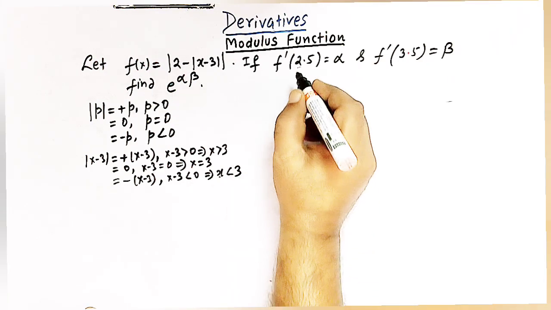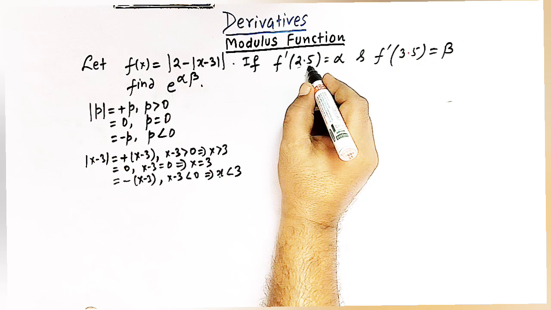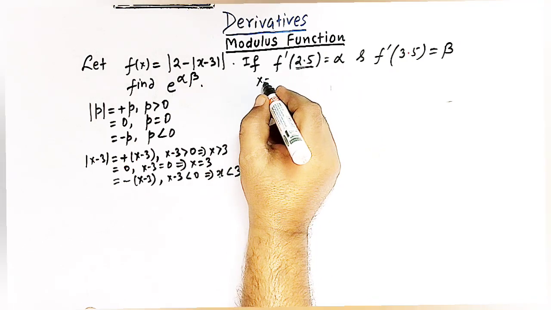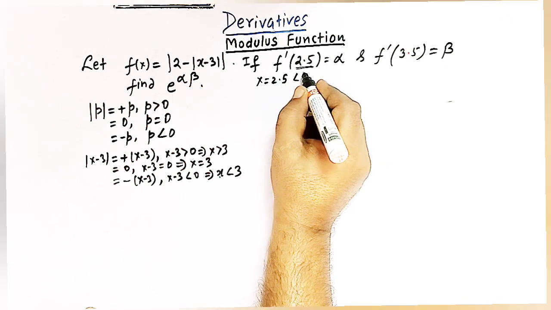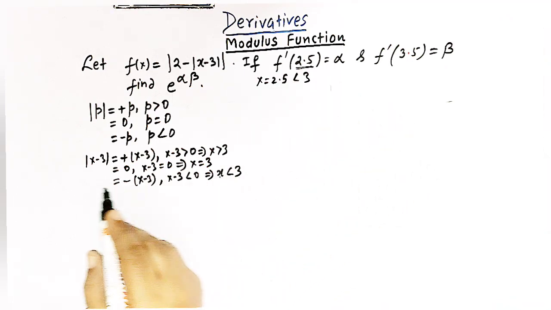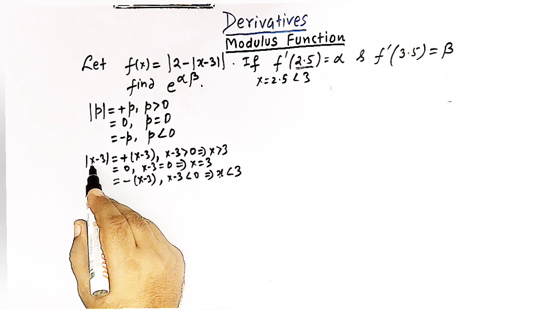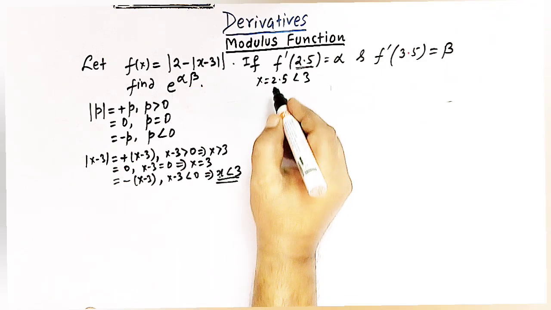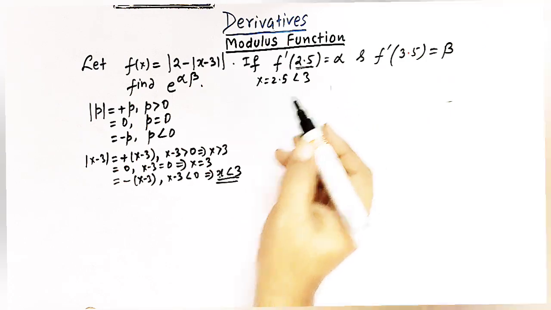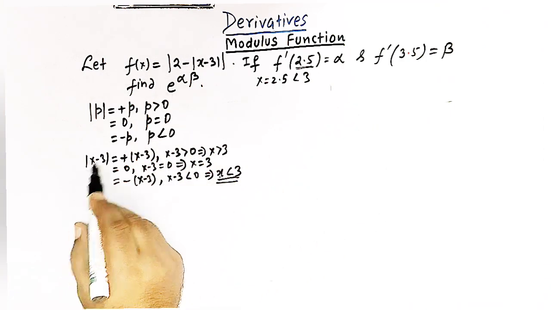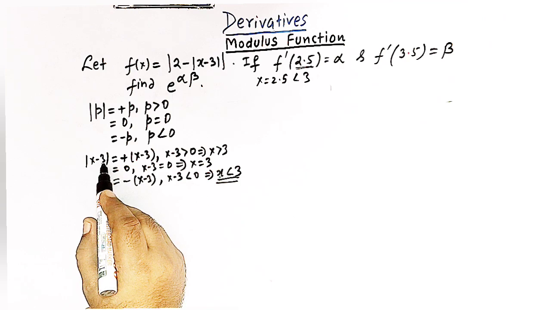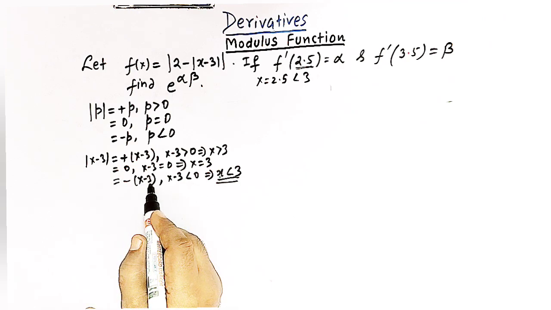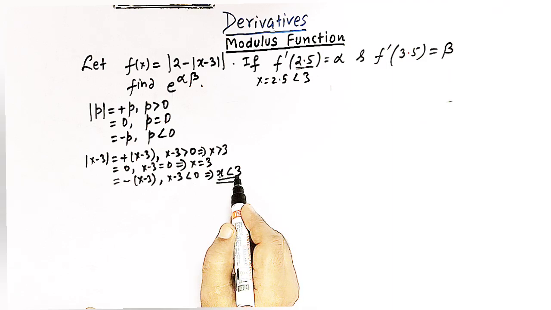So first of all, we'll find out the value of f prime of 2.5. Now here at this point, that is x is equal to 2.5 is less than 3, right? So here if we look at this definition of mod of x minus 3, then here we have x less than 3 and 2.5 is less than 3. So in this case, the definition of mod of x minus 3 should be given by a negative of x minus 3 for all x less than 3, right?